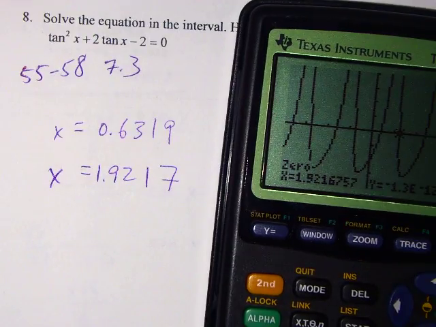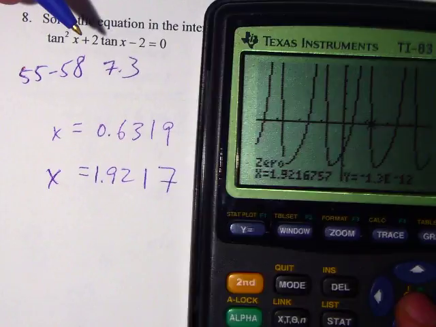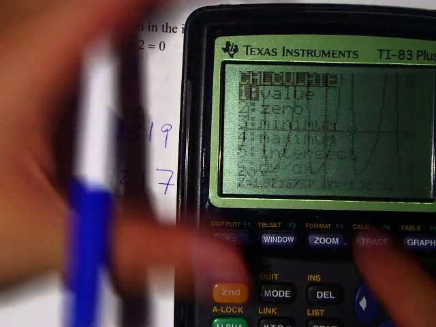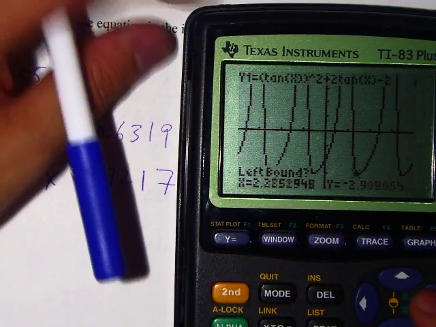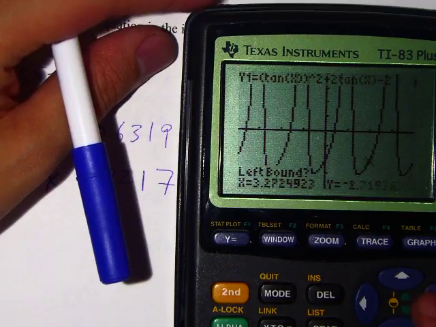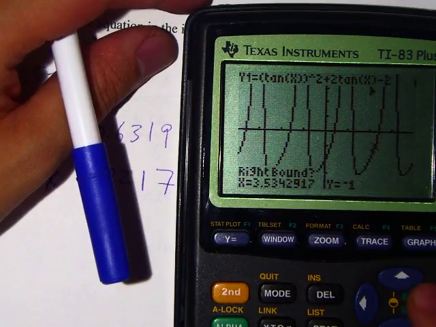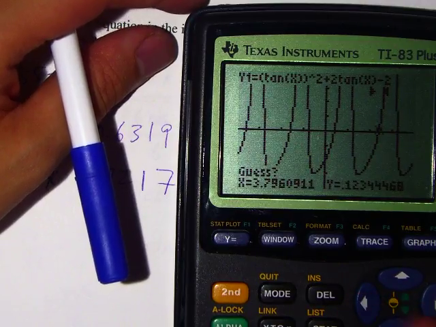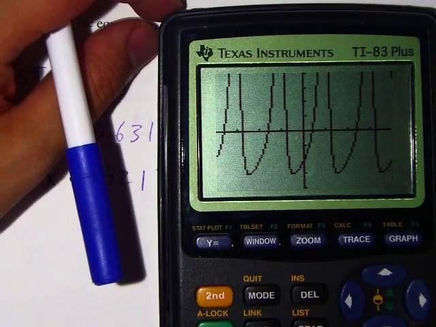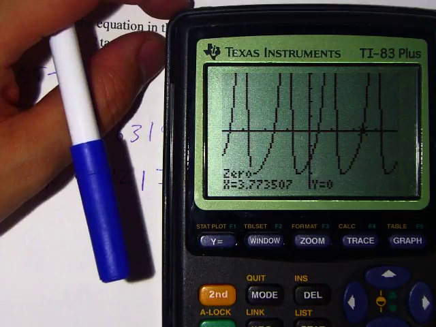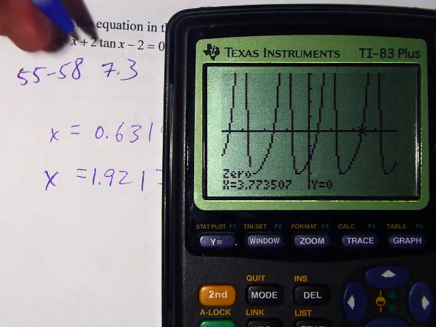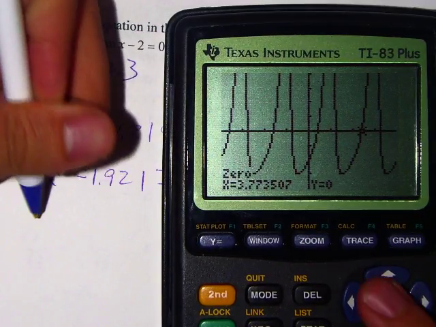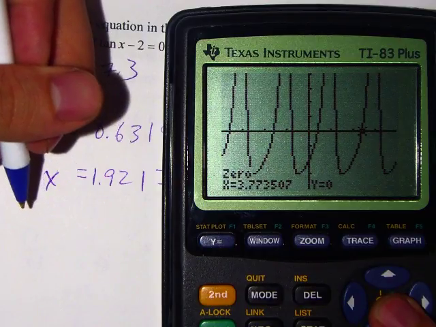So x equals 1.9217. Okay, I'm going to 4 decimal places there. Gotta do it again. So I'm going over, looks like it's about right there. That's to the left of it, that's to the right of it. And that's the 0. Okay, so it's 3.7735.